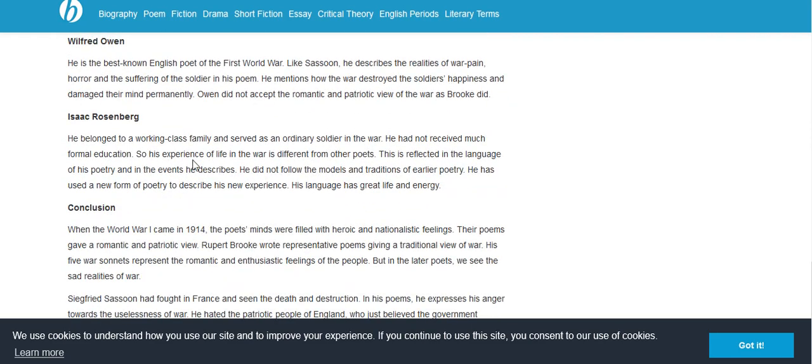Isaac Rosenberg belonged to a working class family and served as an ordinary soldier in the war. He had not received much formal education, so his experience of life in the war is different from other poets. This is reflected in the language of his poetry and in the events he describes. He did not follow the models and traditions of earlier poetry. He used a new form of poetry to describe his new experience. His language has great life and energy.